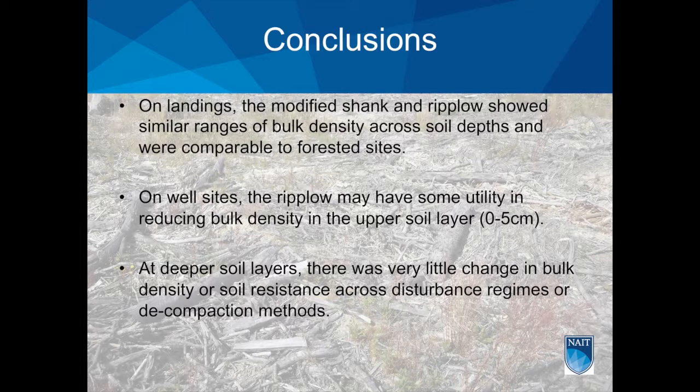However, at deeper soil layers, there's very little change in bulk density or soil resistance, and this may be a good or a bad thing. It suggests that whether we disturb the sites or not, whatever disturbance we do and subsequent plowing we do, we are converging towards a natural system, at least in this parameter.